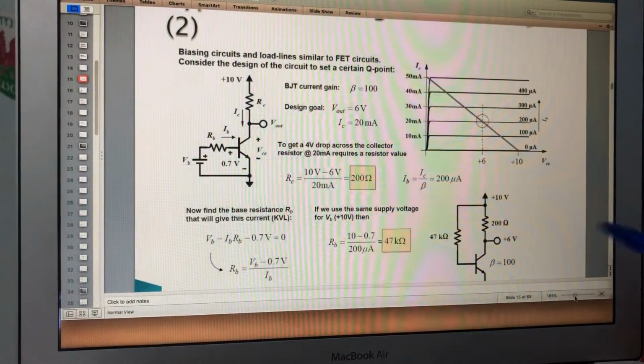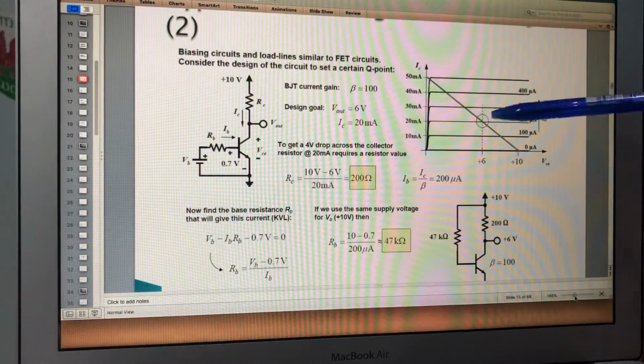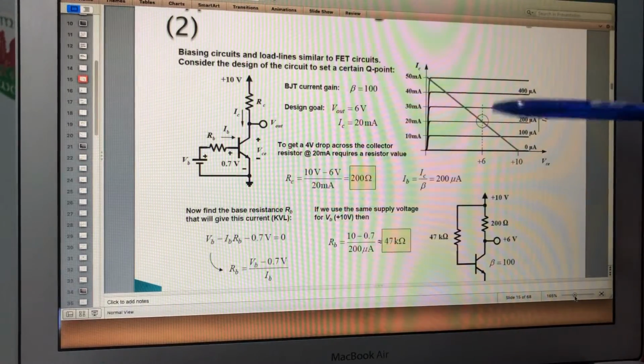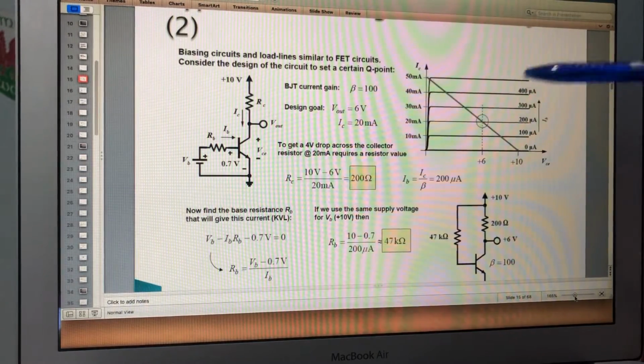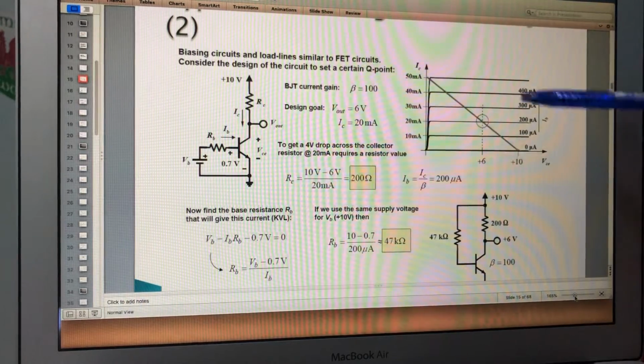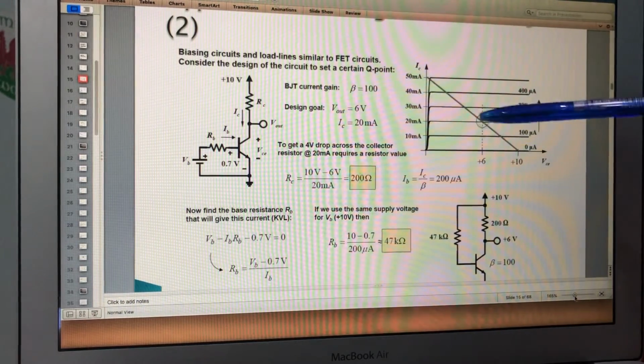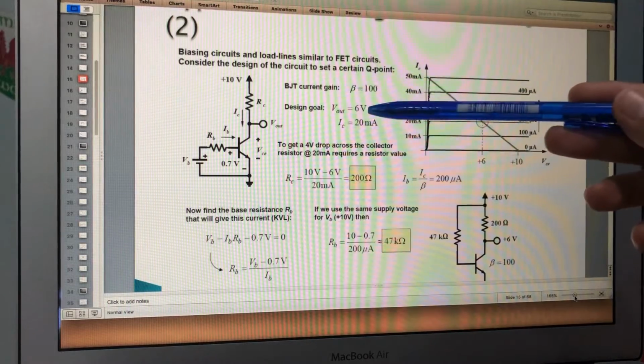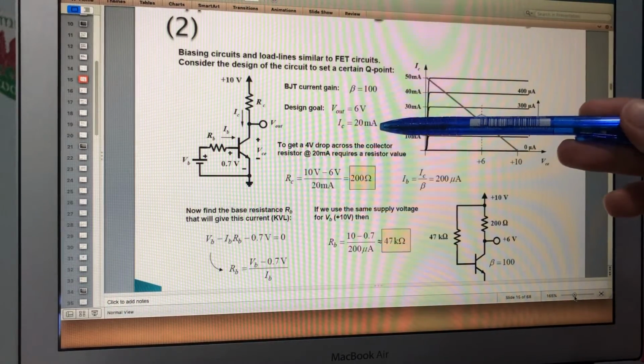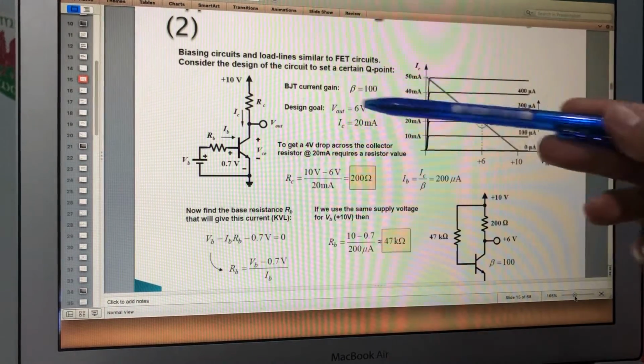But for us, let's say we want to design a linear amplifier. Linear means linear. It is in the middle here. So this is what we design: 6 volts and IC equals 20 milliamps. This one is known.